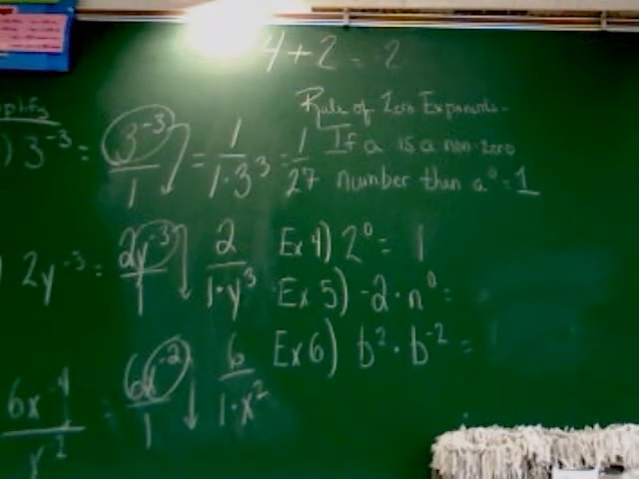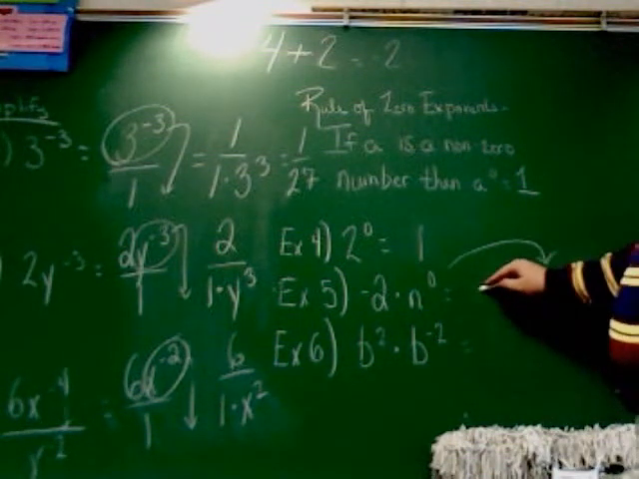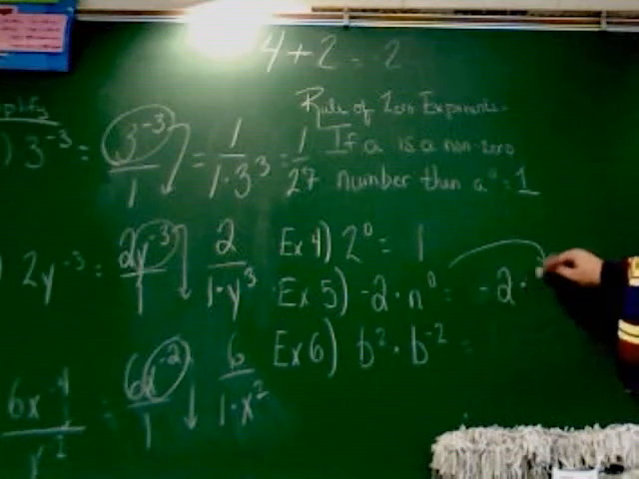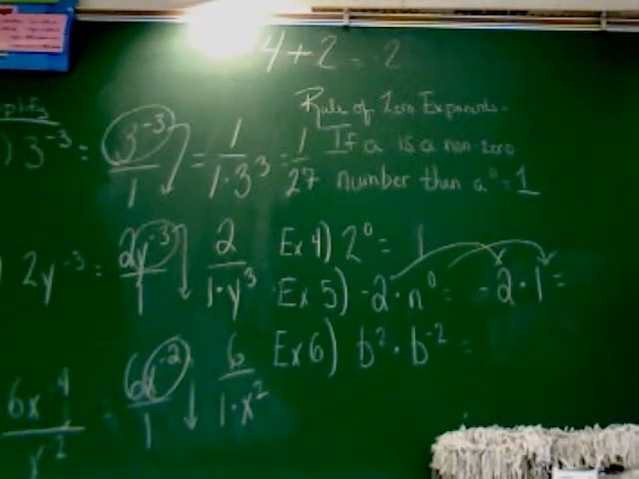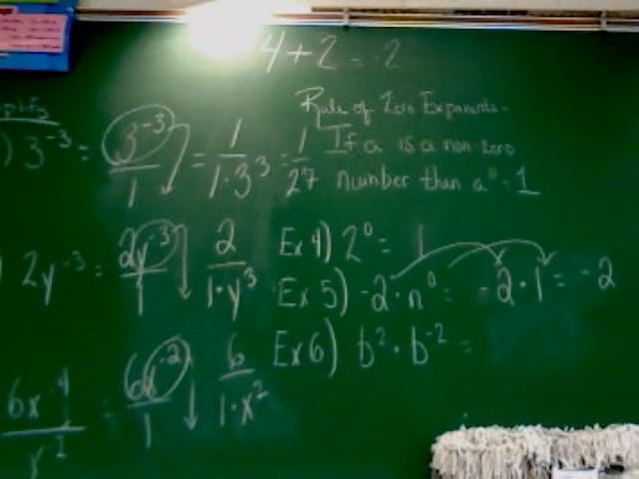Where I have negative 2 times n to the 0th power. The n to the 0th power part is going to become what? 1. Right. This part is going to become 1. So that's like negative 2, because this is still negative 2. That's fine. Negative 2 times 1 is negative 2. This is definitely the easier rule.